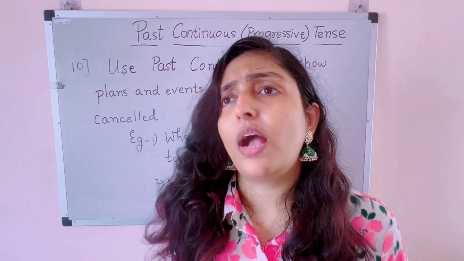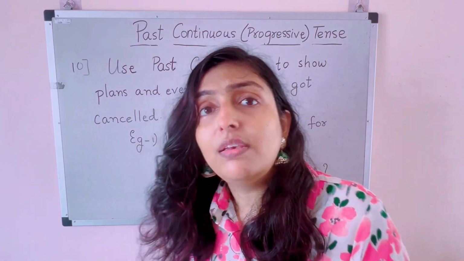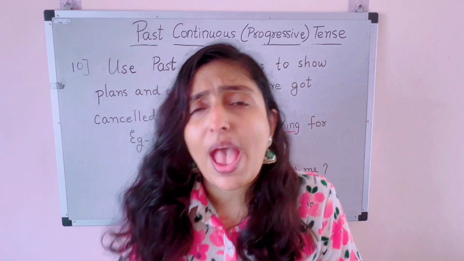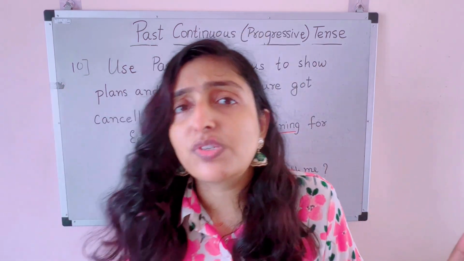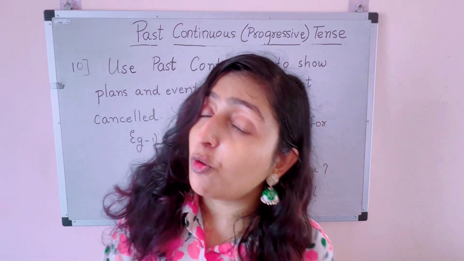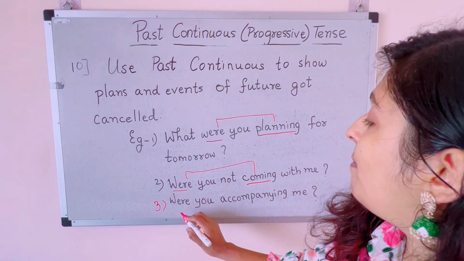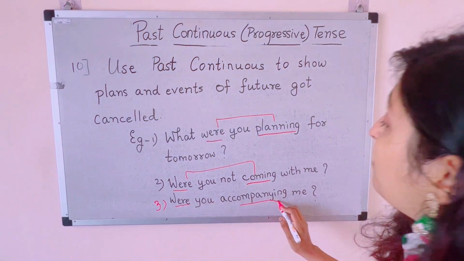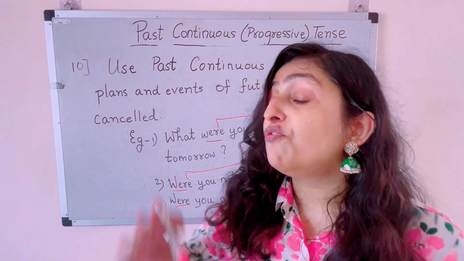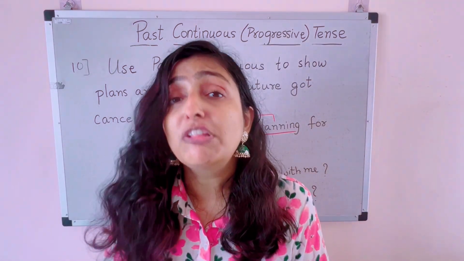You said you were coming. Were you not coming with me? Were you not accompanying me? So in such cases where things don't go as per your wishes or plans, wherein it gets cancelled, we use past continuous tense. Look at the third example. Were you accompanying me? Or were you coming with me? Were you planning to come with me?